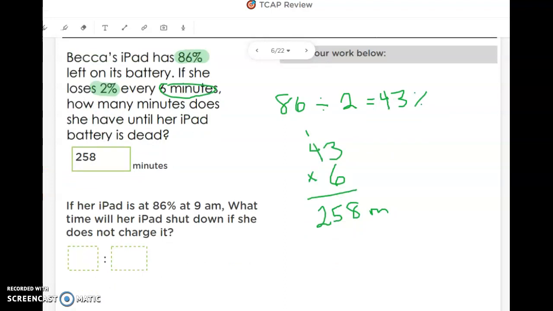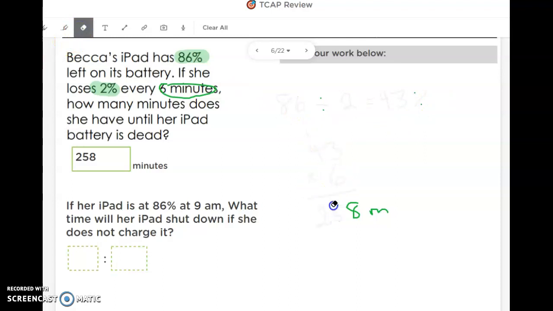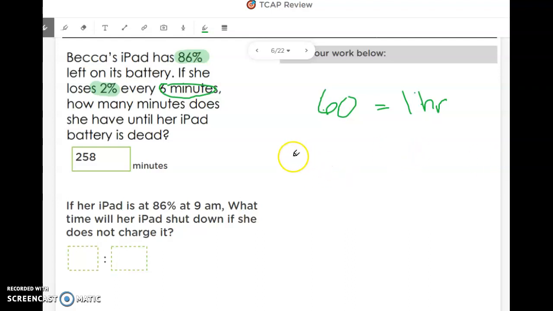Now let's think about that in terms of time. What is 258 minutes in hours? Well, we know that there's 60 minutes in an hour. So we can think to ourselves, how many 60 minutes can I pull out of 258? So I would be dividing 258 by 60. You can use a calculator for this, or you can think about your multiplication.